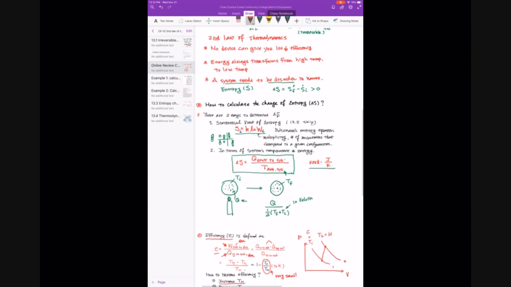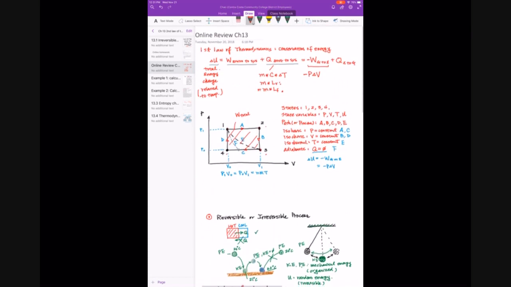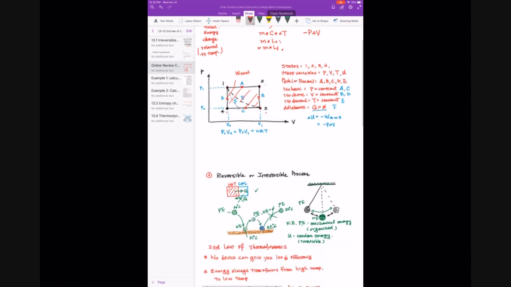Okay, so this is the end of my review. Let me just quickly go through the important things that you have to know. In chapter 12 and chapter 13, you have to know the definition of the first law of thermodynamics, which is this one here. The change of thermal energy is equal to the work and also the heat, where the work is the environment to the system, heat is the environment to the system, and you're going to use plus. If you look at work from the gas to the environment, you're going to put a negative over here.